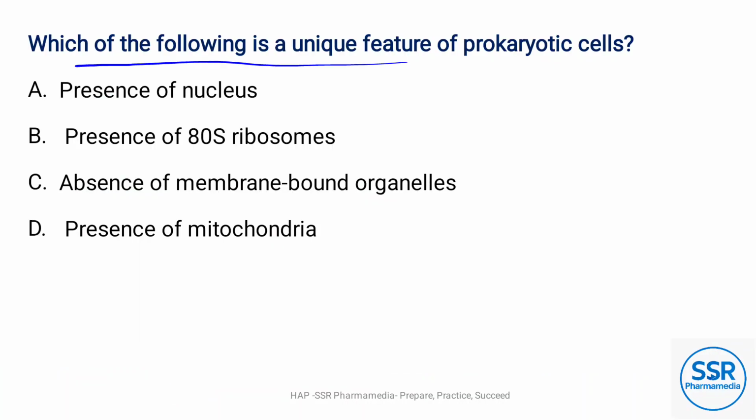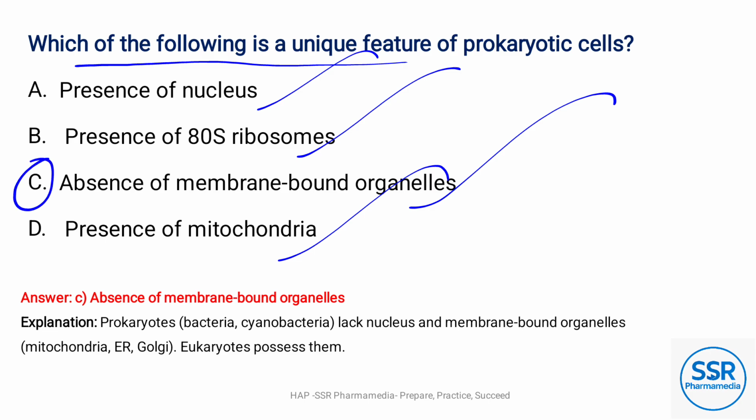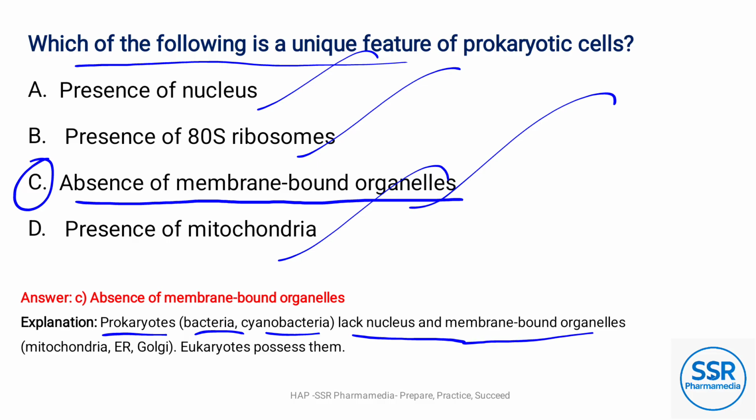Which of the following is a unique feature of prokaryotic cells? Option A, presence of nucleus. Option B, presence of 80S ribosomes. Option C, absence of membrane bounded organelles. Option D, presence of mitochondria. So the answer is option C, absence of membrane bounded organelles. Bacteria and cyanobacteria are examples of prokaryotic cells, which lack a nucleus and membrane bounded organelles. Eukaryotes possess them.